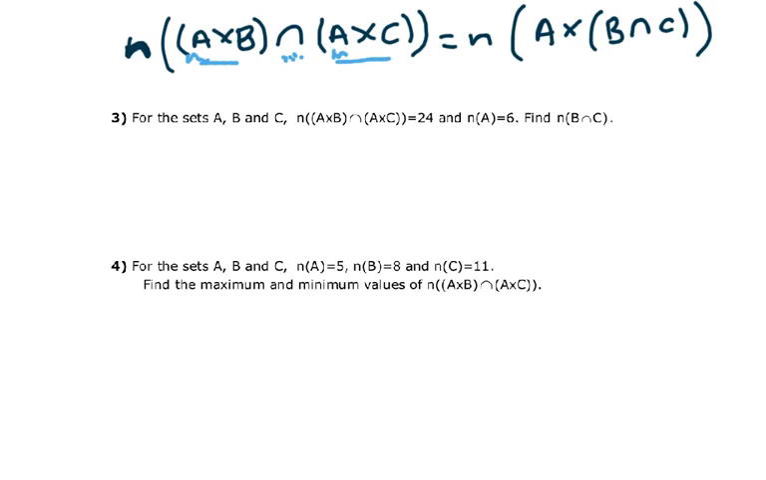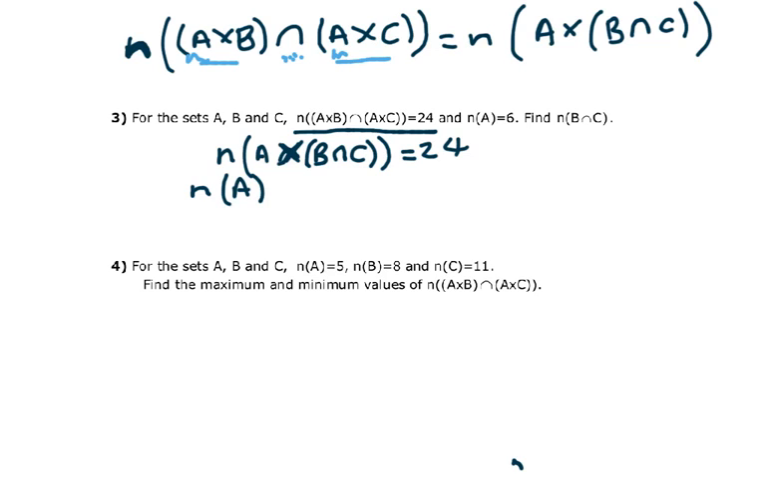So let's continue this. We're told that the number of elements in A cross B intersected with A cross C is equal to 24. So what we can say is that the number of elements in A cross the intersection of B and C, because A is in both, remember, is equal to 24. But now we also understand that the number of elements in the cross product is the same as when we take the number of elements in either set.